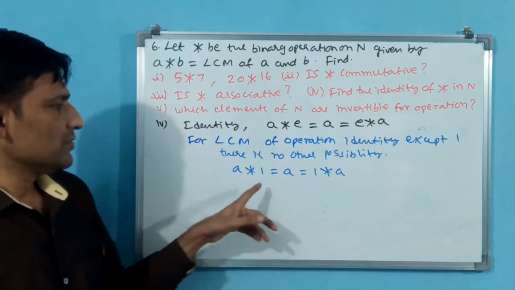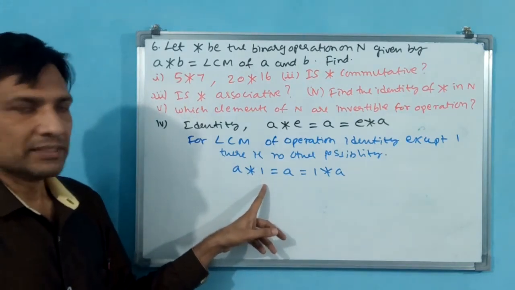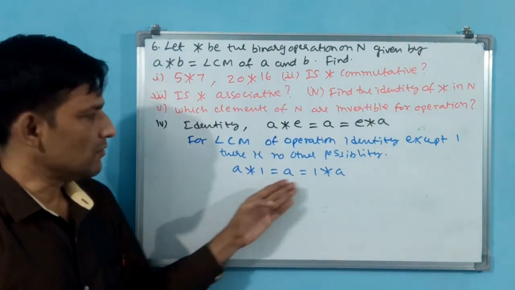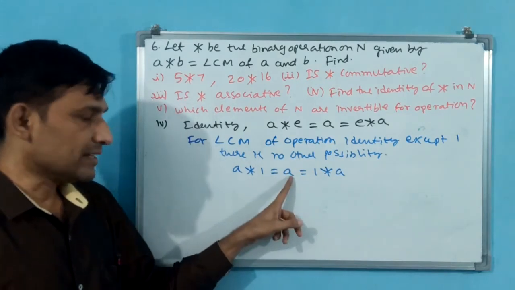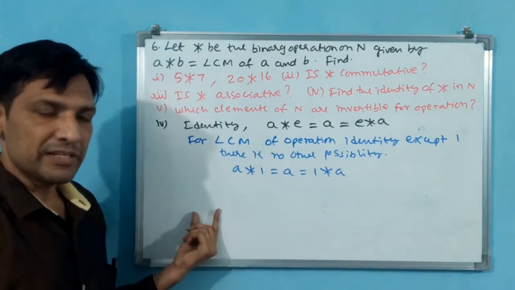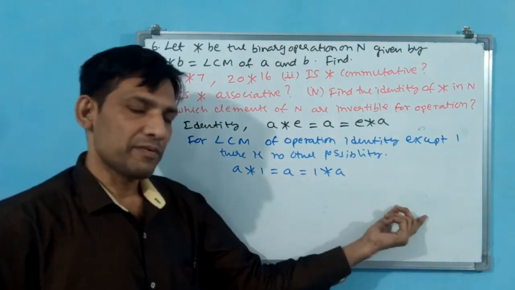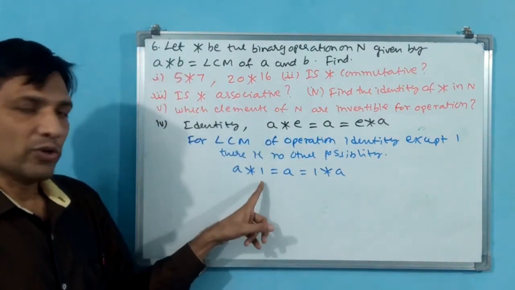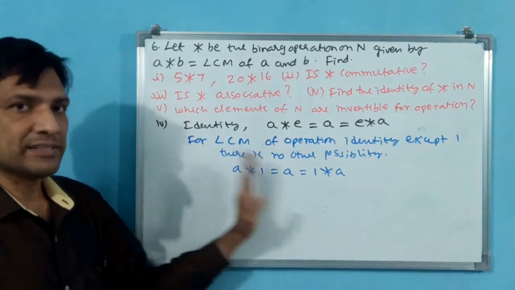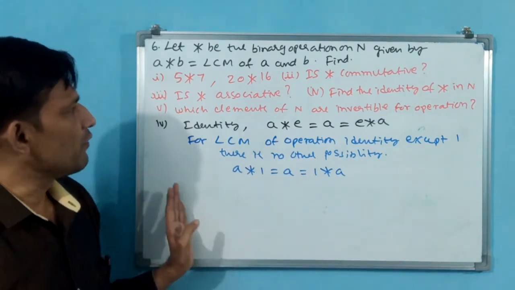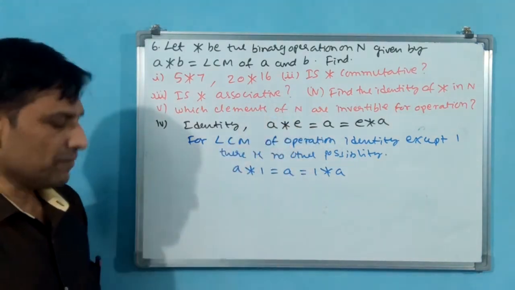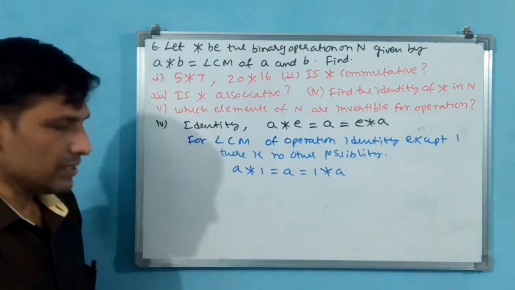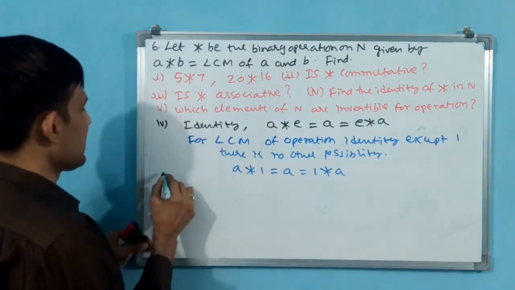Why? Because see, if you take identity as 1, then the LCM of A and 1, both are the same, and that number is going to come. LCM of 1 and 15 is 15, LCM of 15 and 1 is also 15. Like that, if you take any number, and identity as 1, then that number's LCM is going to come. Now we have finished this 4th one. Let us go for the 5th one also. I am writing here only the 5th one.